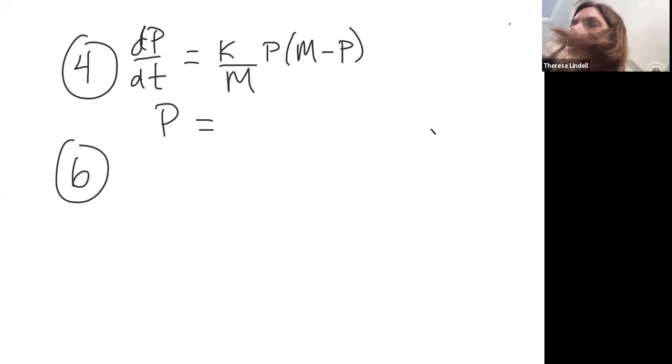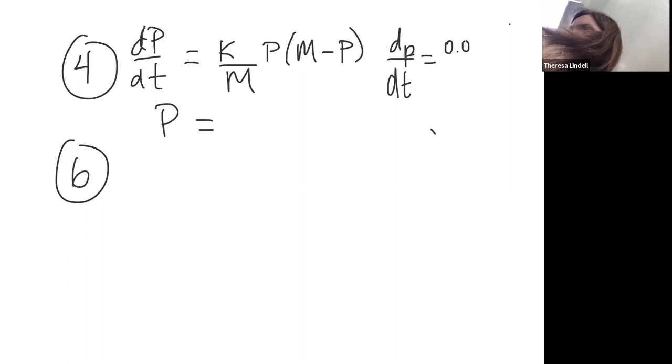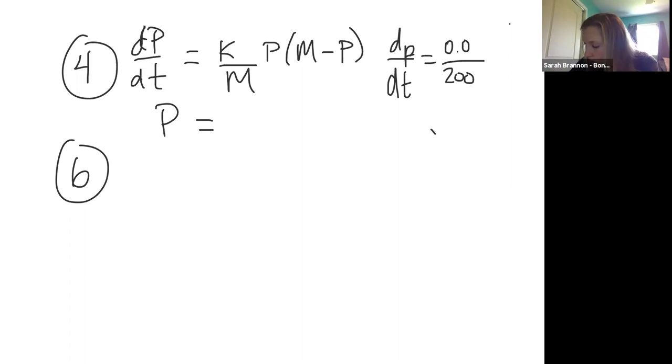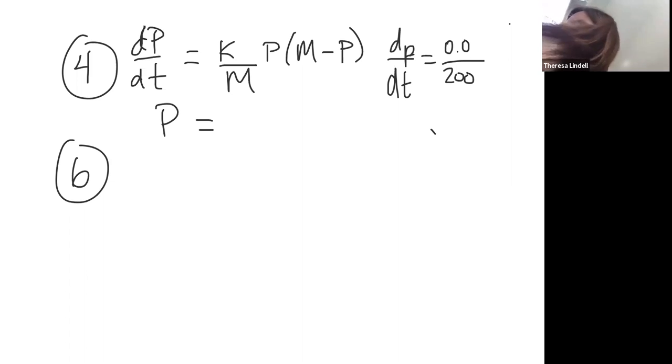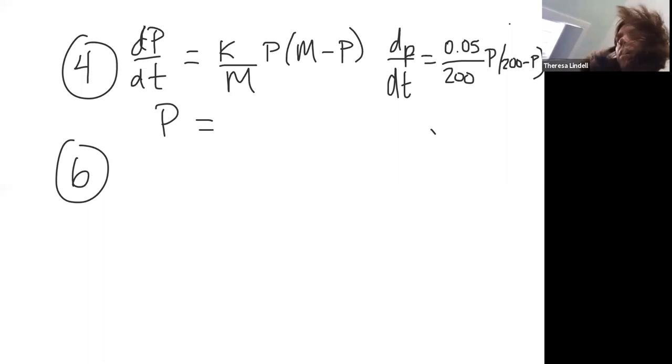So that literally means that your final answer for the first part would be dP/dt equals, and then you just put the K, which is 0.05, over the M, which is 200, and then put a P in there, and then you have 200 minus P. Everybody feeling good about that? Yeah. Good. And then the other one is where you'd actually have to do a little bit of work.